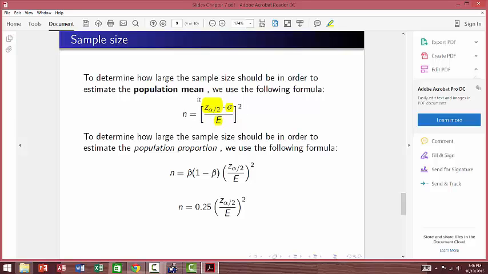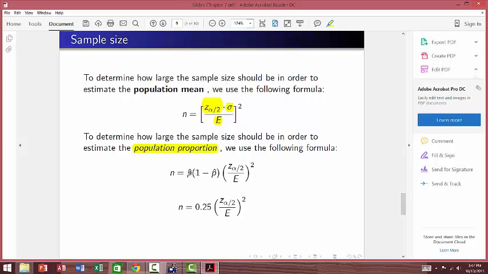So then what's the rule of thumb? Once you compute this number right here, whatever the number is, if it has a decimal part, round it up. So the rule of thumb is rounding it up every time, even if the decimal part is 0.03, for example. Okay, so if it's for population proportion, then we have two formulas.